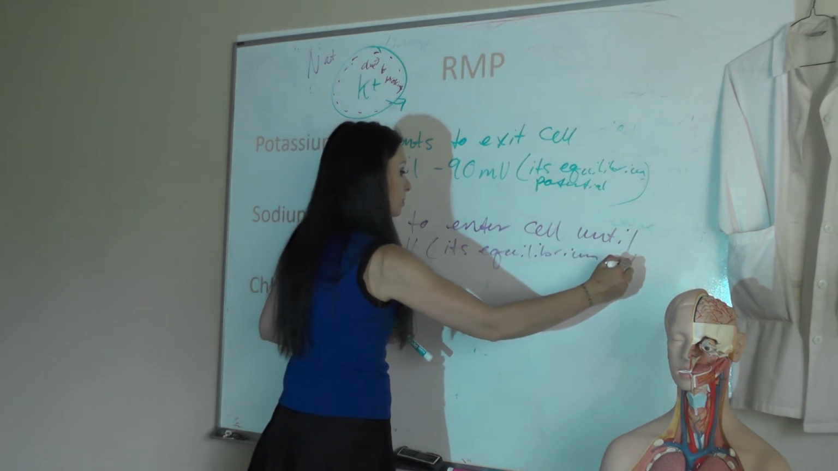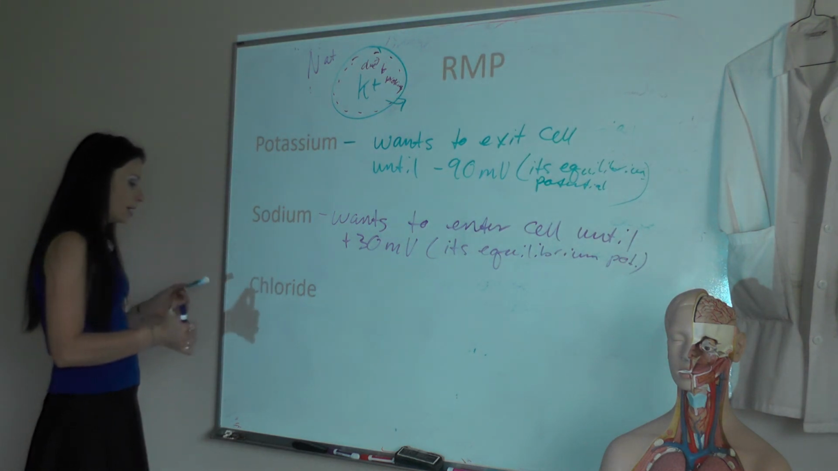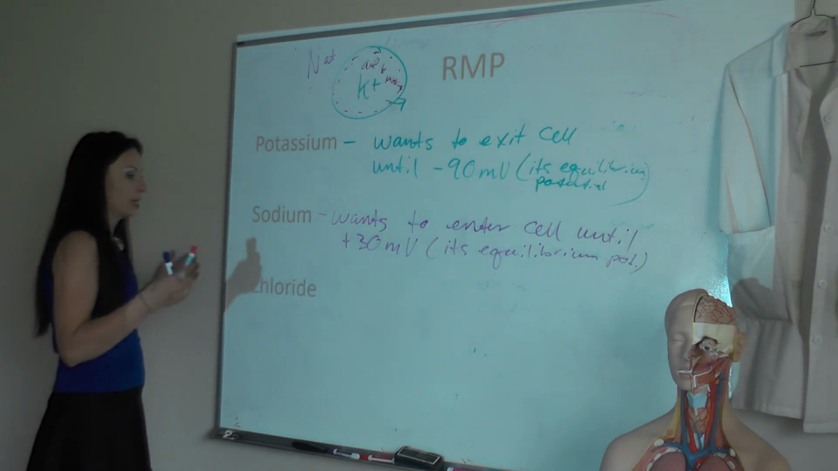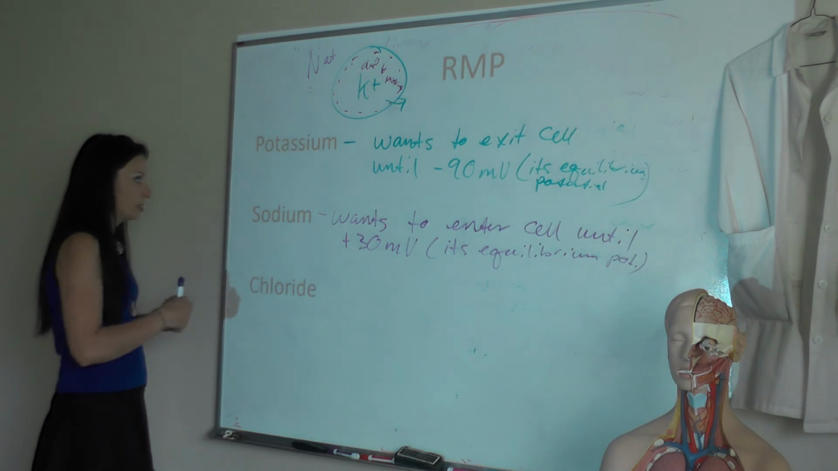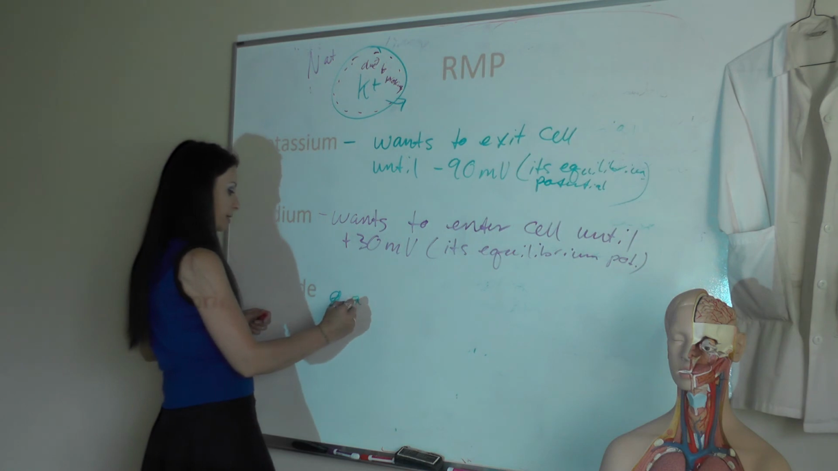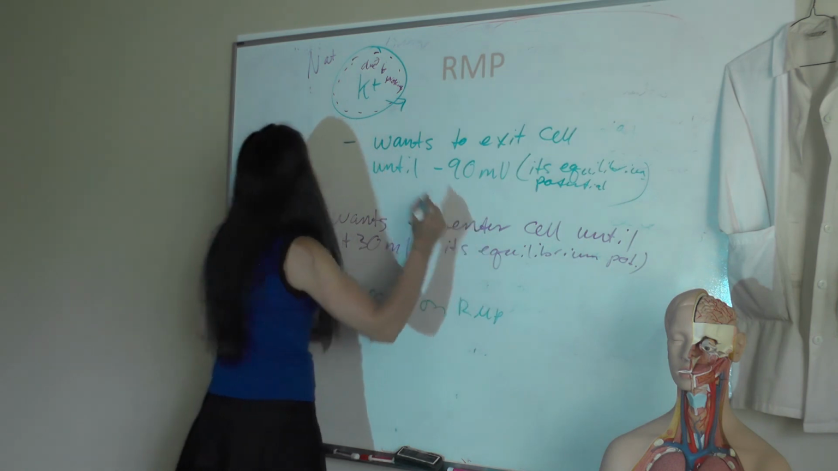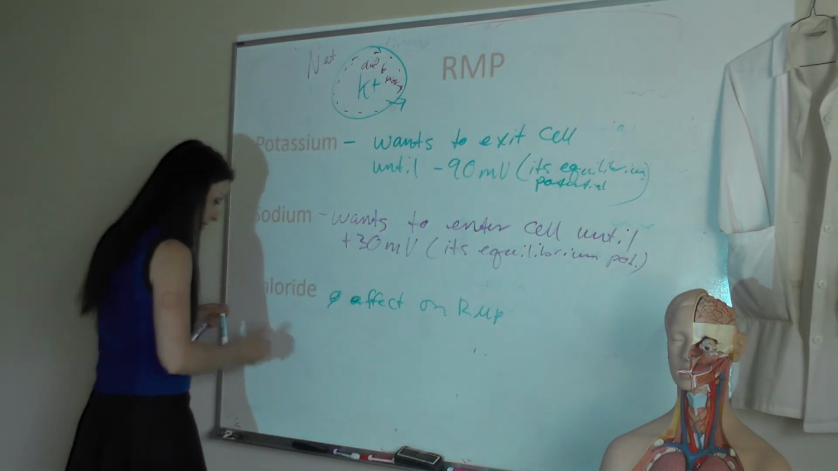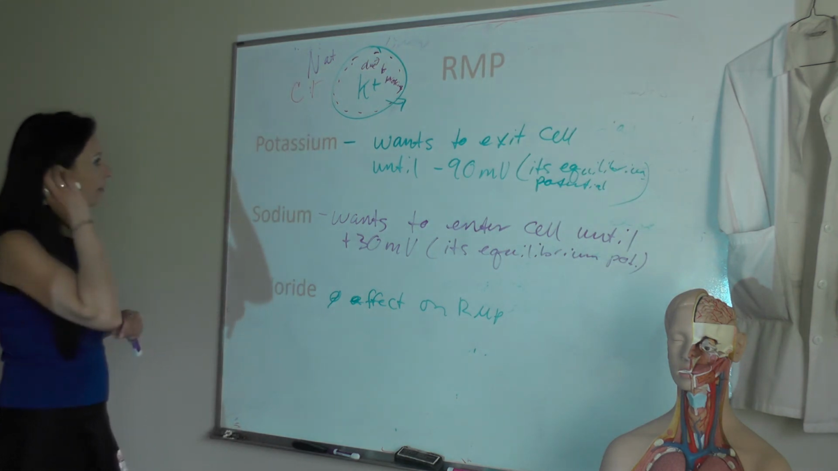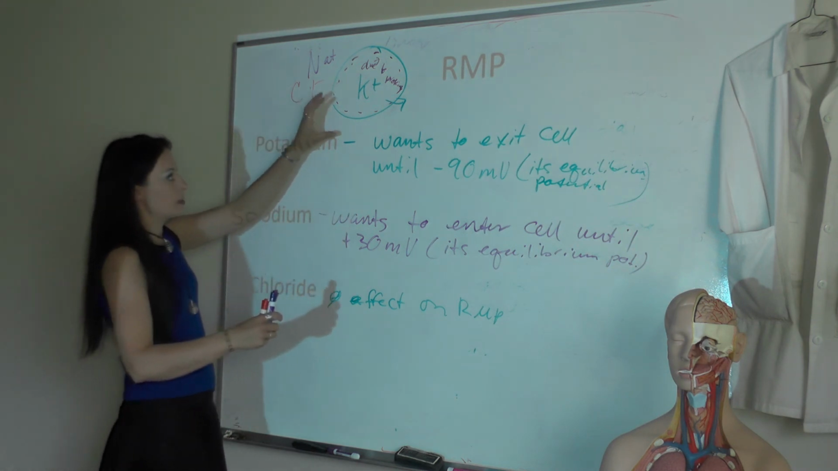Okay, so its equilibrium potential is positive 30, and sodium wants to enter the cell until then. Chloride ion is balanced. Its chemical and electrical potentials are balanced, so its movement doesn't have an effect on resting membrane potential. So we'll just say this has no effect on resting membrane potential. Chloride ion hangs out with potassium ion, so it's in higher concentration out here outside the cell. Okay, and the only other thing that's going to be involved then is a sodium potassium pump.